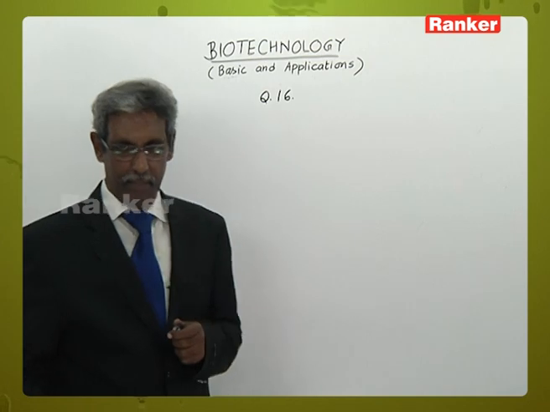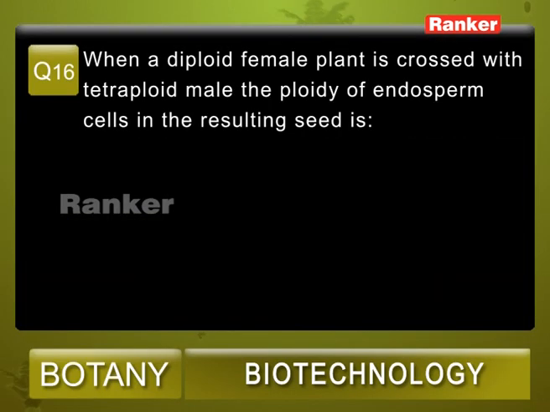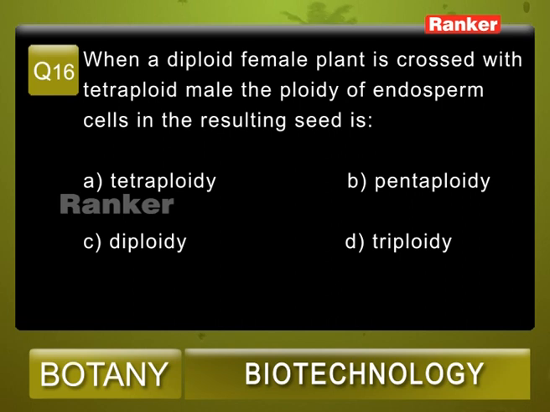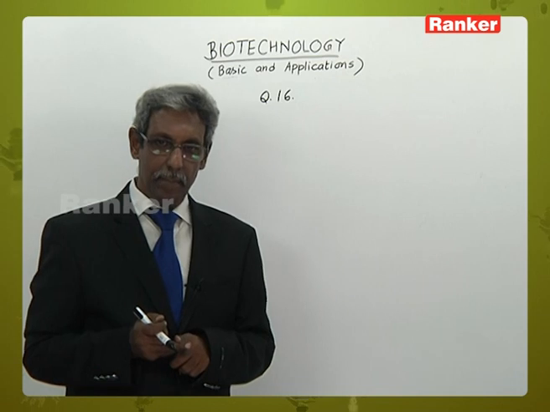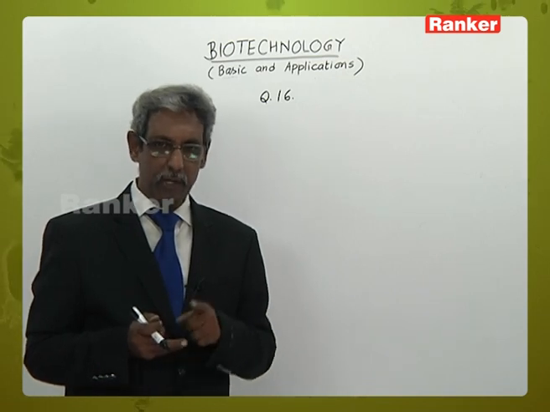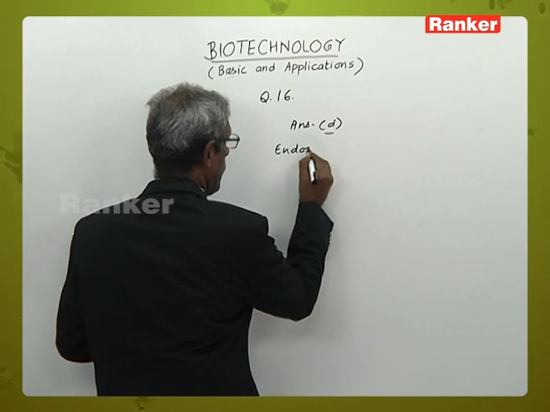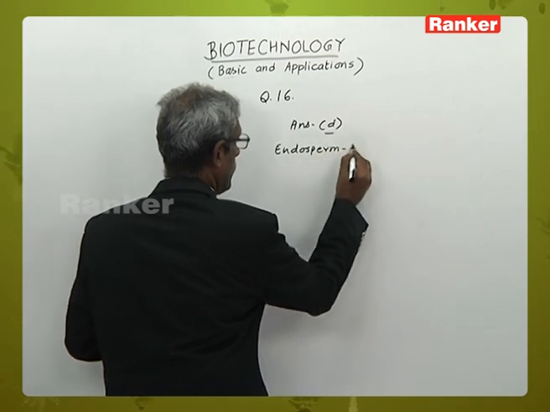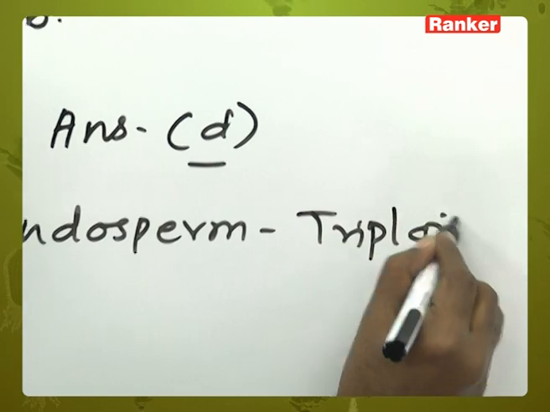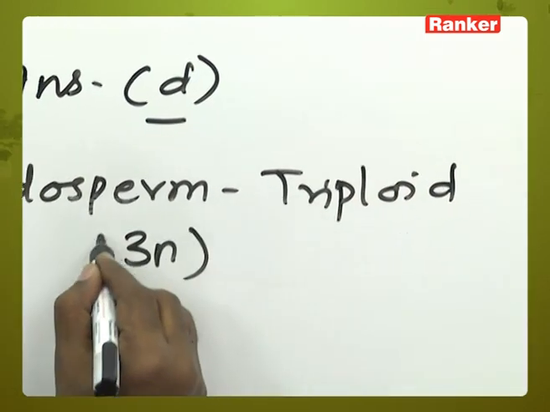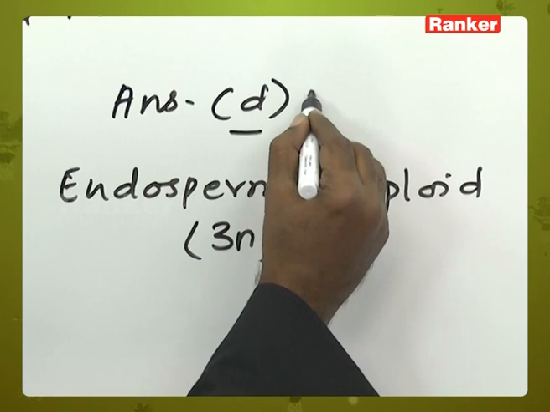We go to question number 16. When a diploid female plant, that is 2N, is crossed with a tetraploid male, 4N, the ploidy of the endosperm is normally 3N. Endosperm cells in the resulting seed are predominantly triploid, because endosperm is always a triploid tissue. Hence, the answer is D. Because the endosperm is always triploid, or it is designated as 3N.